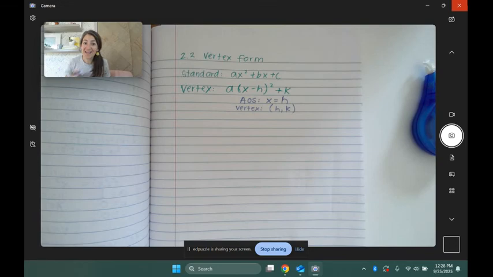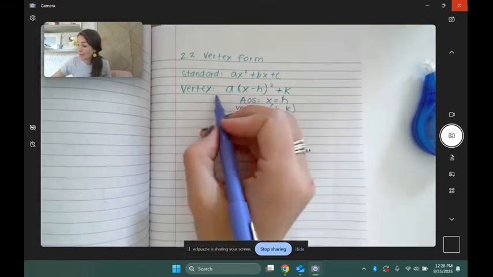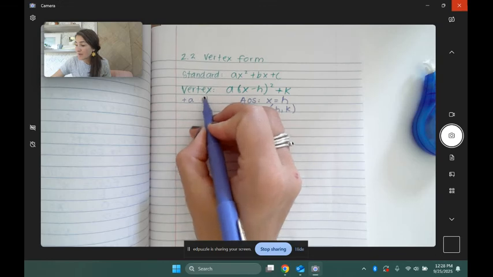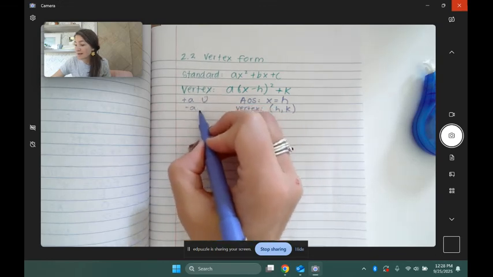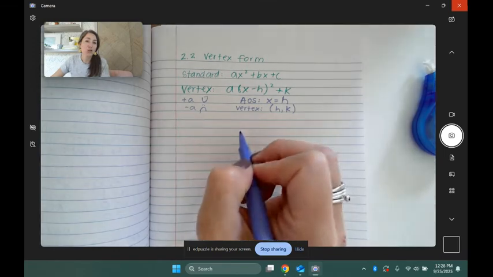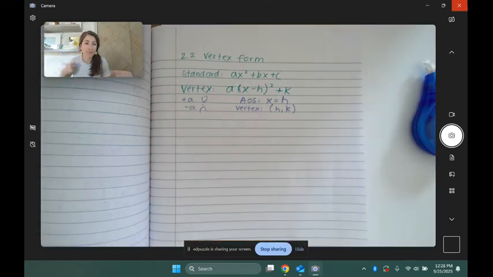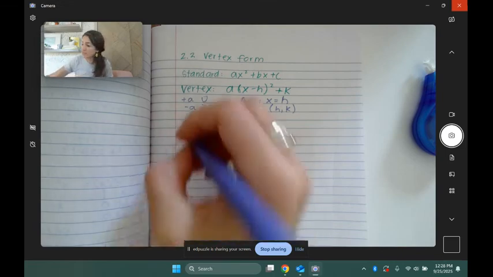Notice that a is the same. So a will still tell you, if it's positive, I'm going to have a face up parabola. If it's a negative a, I'm going to have a sad parabola, negative, face down or opening down. Okay, so let's see an example here.